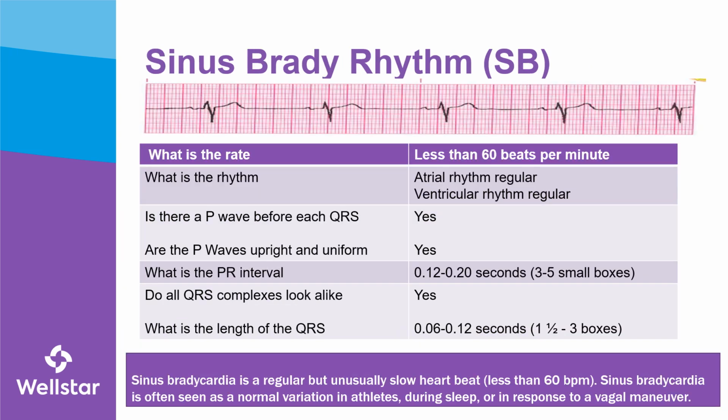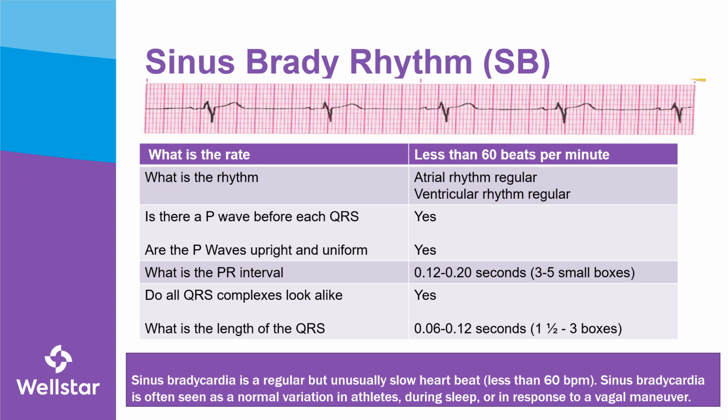So touching back on the sinus Brady rhythm, this is sinus in nature. However, because its rate is less than 60 beats per minute, it's going to be considered sinus Brady. Let's look at the rhythm. The rhythm is regular. The P waves are where they need to be, when they need to be there, and the ventricular rhythm also is pretty consistent. There's a P wave before each QRS. The P waves are upright and uniform.